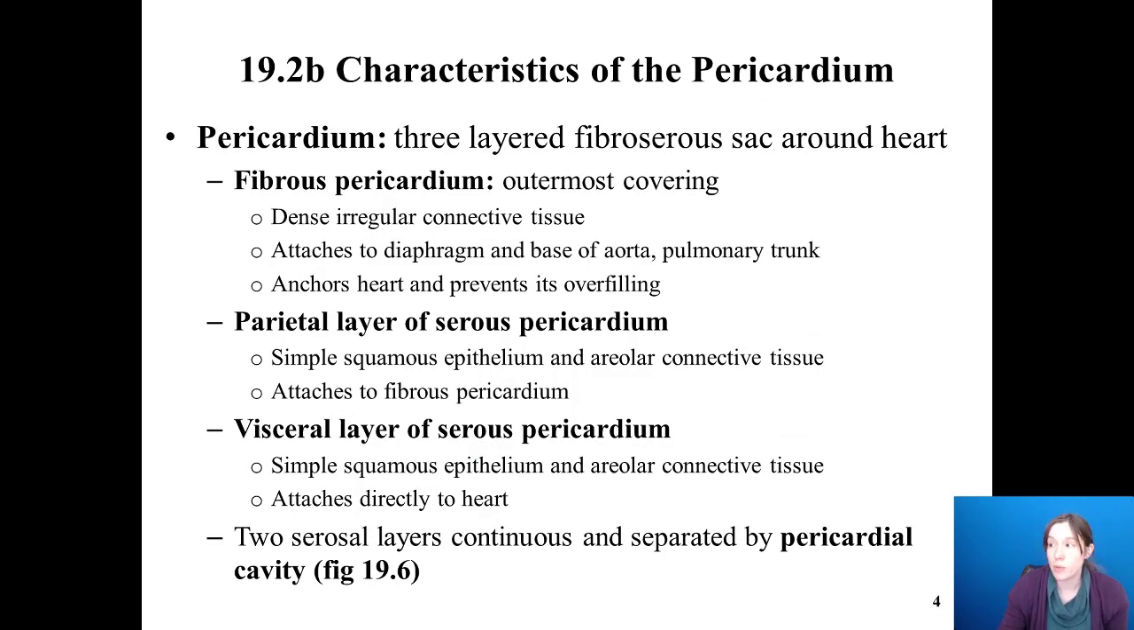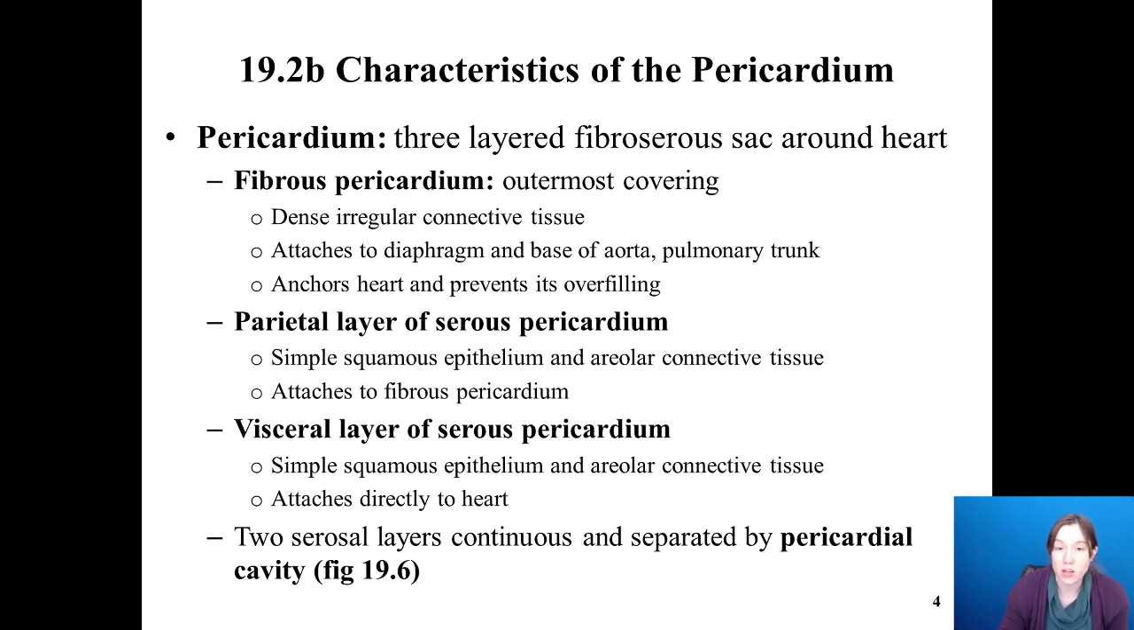So first we'll talk about the pericardium. These are three-layered, the fibroserous sac around the heart. And we talked about this in 168 a little bit. Remember we had the visceral and parietal serous membranes, so we're kind of going back to that. But there are three layers of the pericardium you guys will be responsible for.